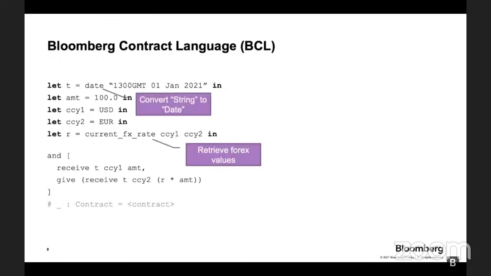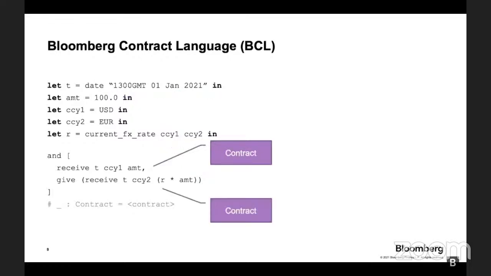So when you're writing such a contract, you would typically use some combinators or primitives to help you write such contracts, like the date function, which converts a string to a date type, or the current FX rate primitive, which retrieves the current forex value at that particular point in time. And the whole point of this piece of code is to define a contract, and it's these two lines here which do exactly just that.